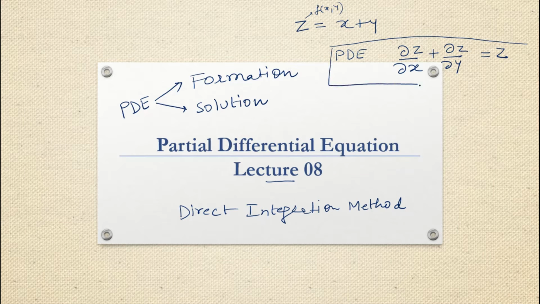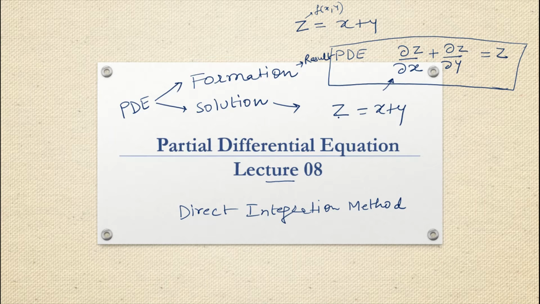Okay, so this is the PDE which we have formed. We have formed it from some relation between z, x, y. So this was the result of formation of PDE. Okay, and if I say what is the solution of PDE, the solution will be something like this. I'm not saying that I'm writing down the solution of this PDE, I'm just copying this relation z equals x plus y. Okay, so this is the solution of partial differential equation.